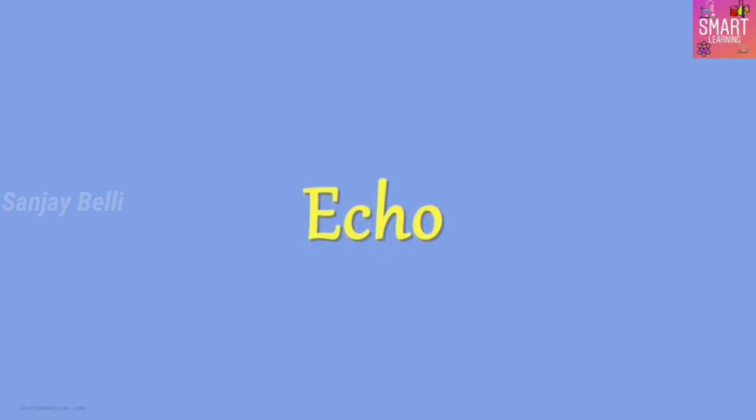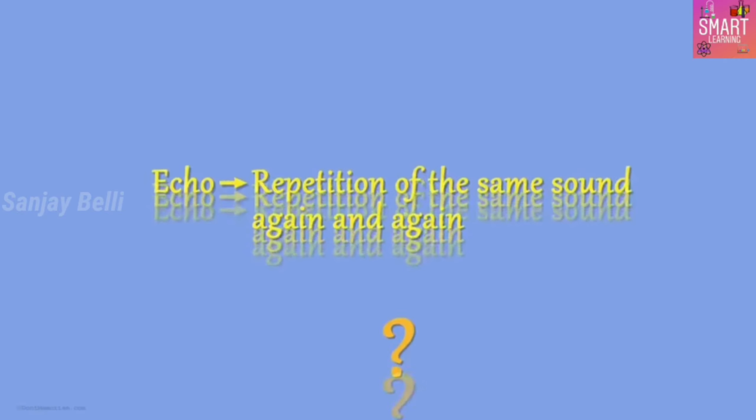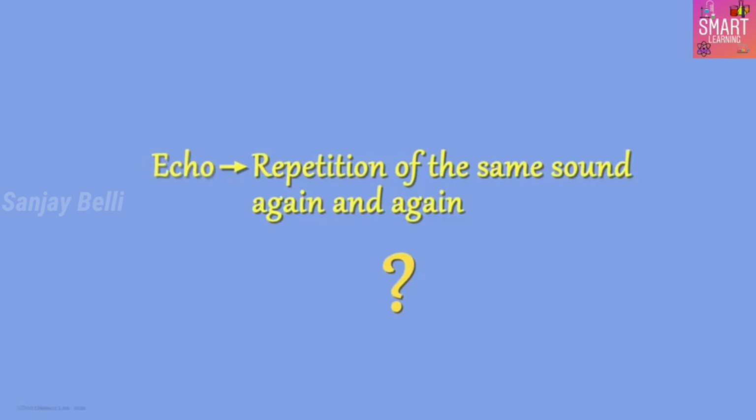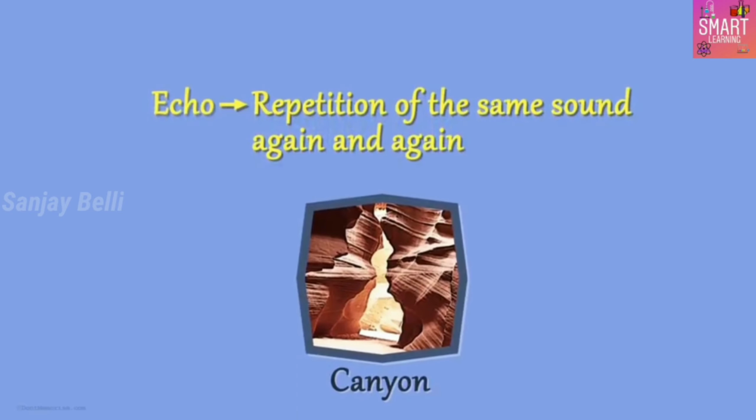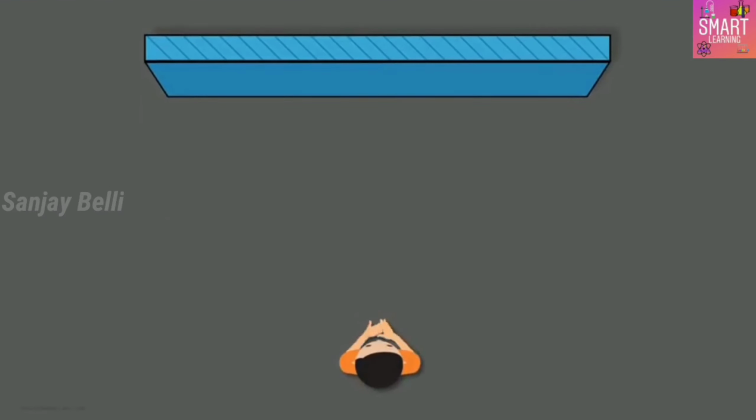Echo. Echo is another example where one is able to hear the reflected sound. What is an echo? The repetition of the same sound again and again is what we call an echo. Where do we hear an echo? Well, we usually hear it in empty spaces bounded by at least one tall surface. For example, when we are inside a large canyon or when we are shouting into a deep empty well from above. If we clap in an open space standing against a tall wall, we will also hear the sound of our clap again and again.